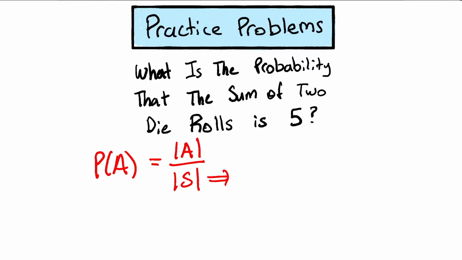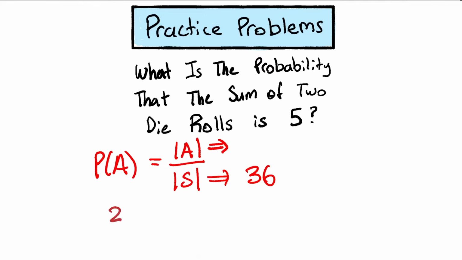So what are the total number of possible outcomes? That's just the total number of outcomes when you roll 2 dice. And that happens to be 36 possible outcomes. You have 6 possibilities for the first die and another 6 possibilities for the second die, giving you a total of 36 possibilities.